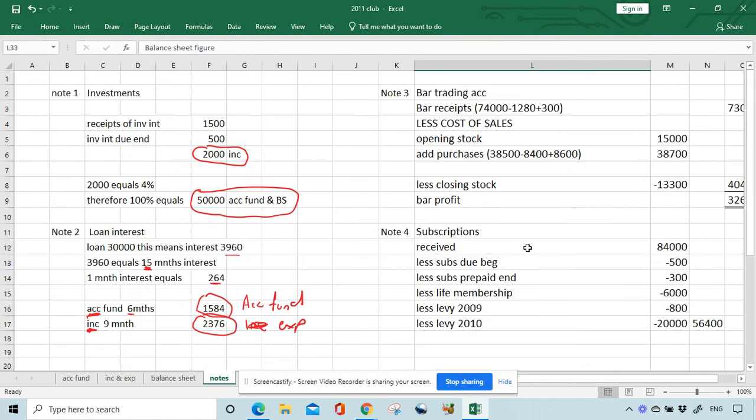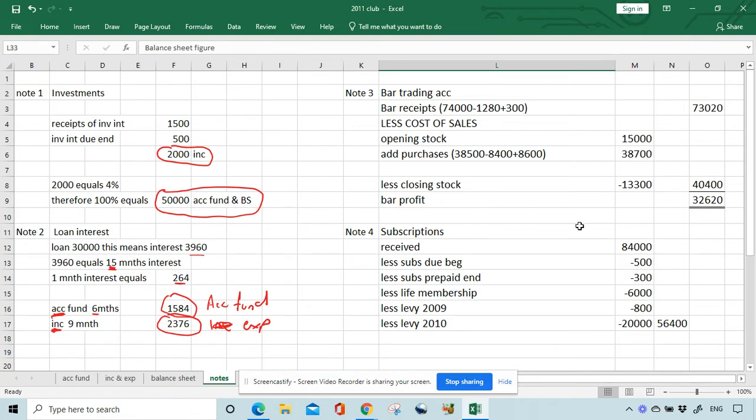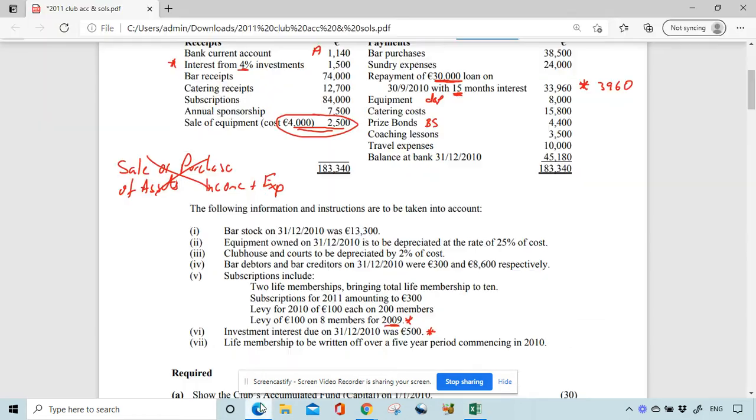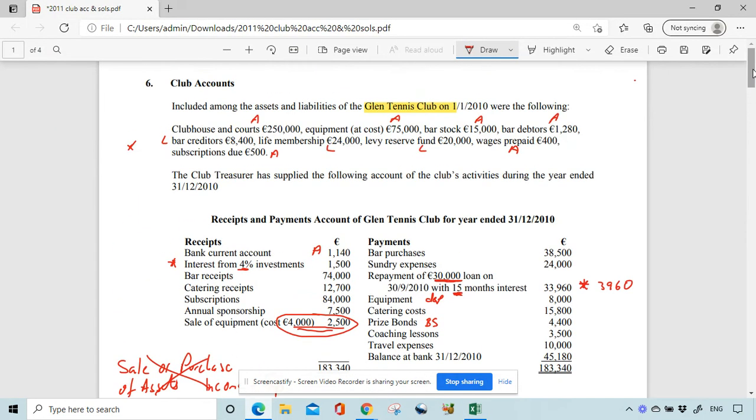So first of all, let's have a look at the bar. So anything to do with bar. If we go back to the question, I'm going to highlight these here in blue.